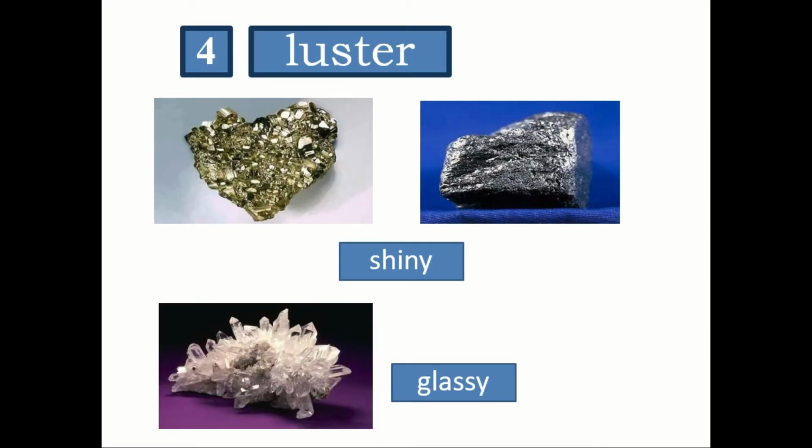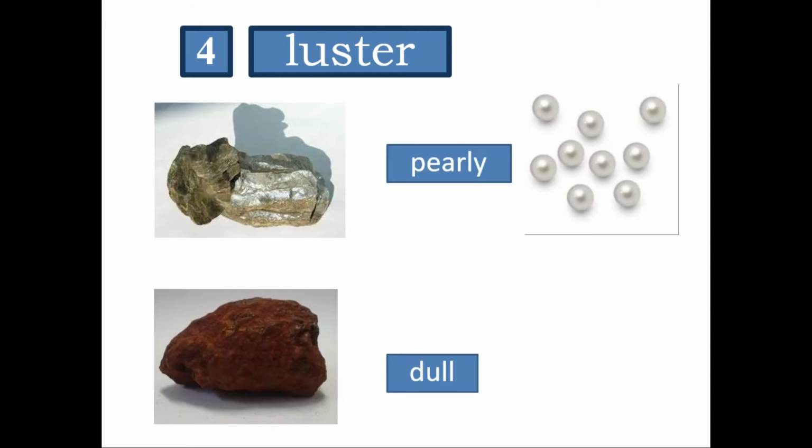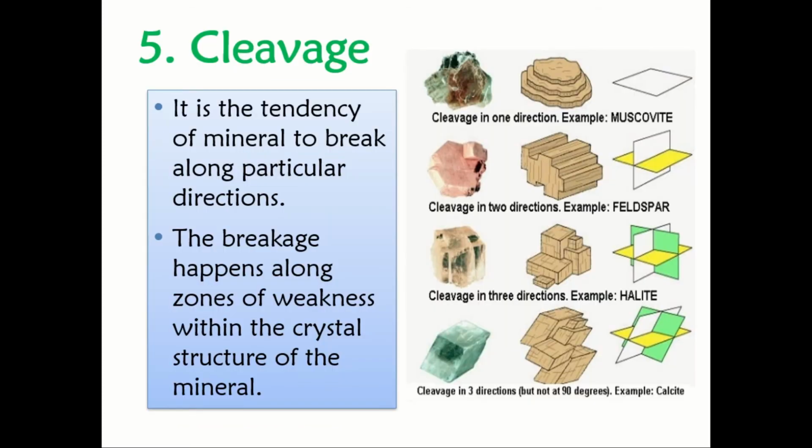So again, examples of luster, the property of mineral luster: we have shiny, glassy, pearly, and dull or lackluster. There are minerals that don't have luster, like this one. It's dull. It doesn't have shine.